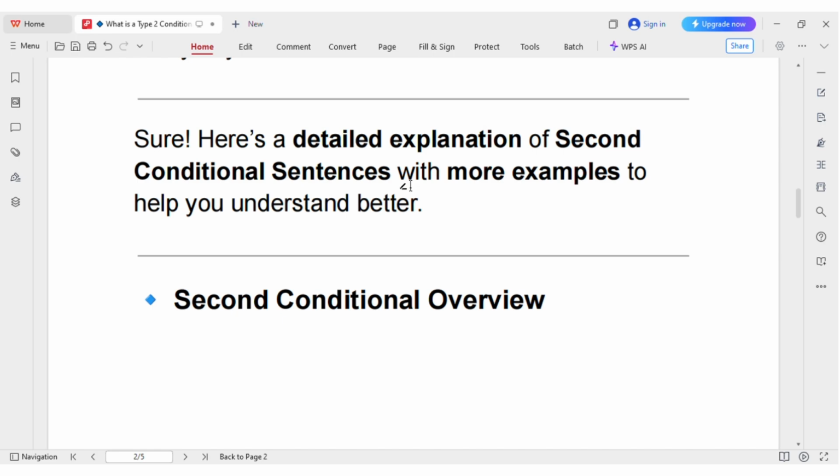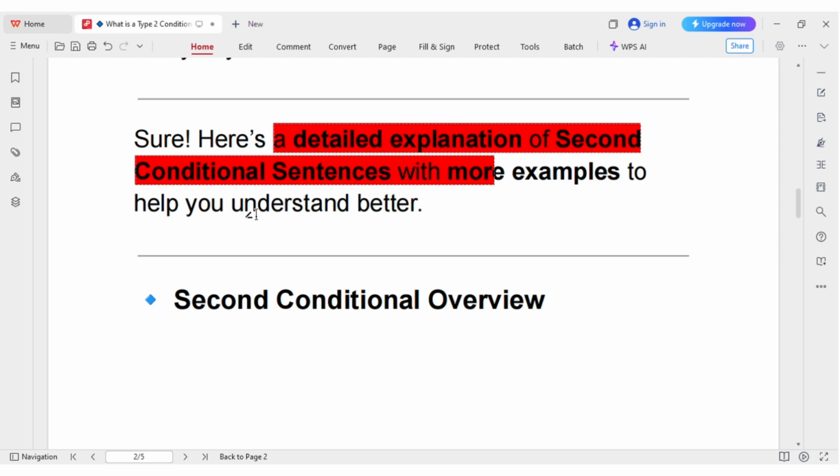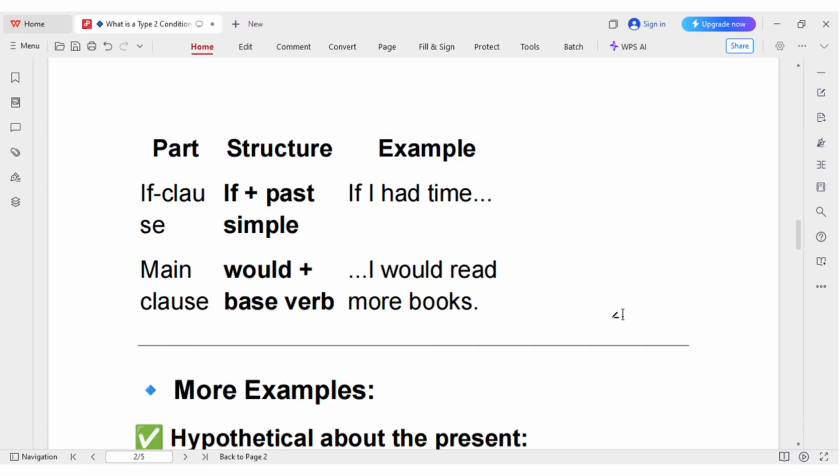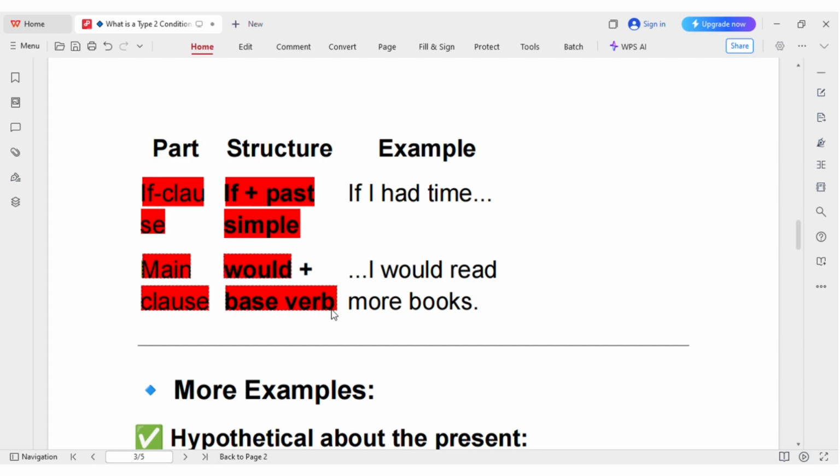Sure, here's a detailed explanation of second conditional sentence with more examples to help you understand better. Alright students, so second conditional overview. Now we have the overview of it. First, the sentence structure. If clause will be in past simple. Main clause will be in would plus base verb.